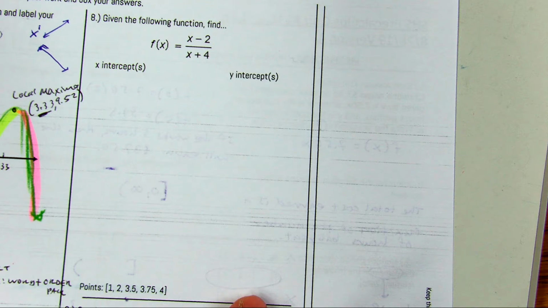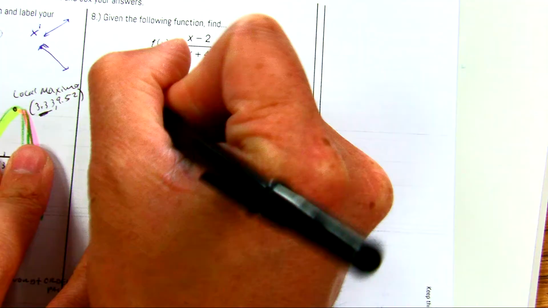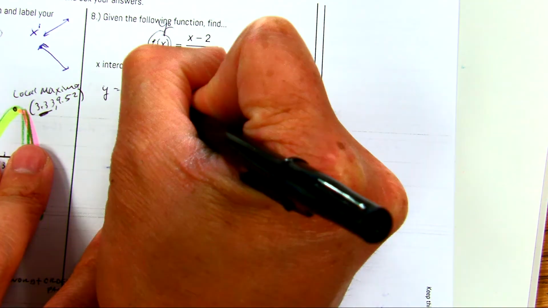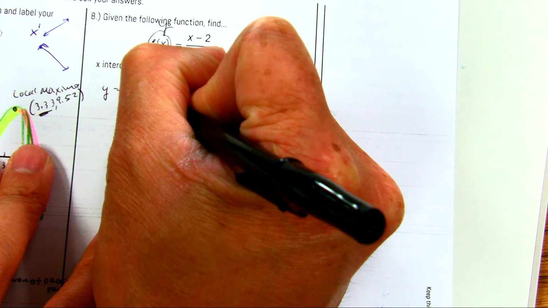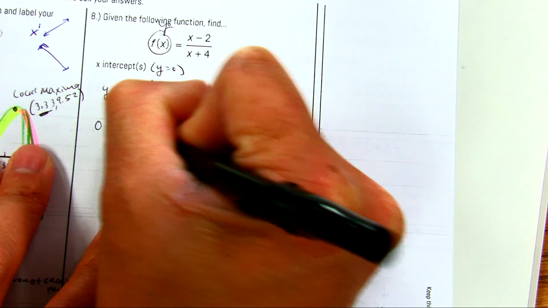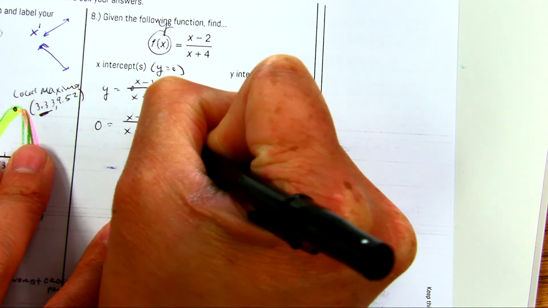Question number 8. Given the following function, find f of x equals x minus 2 over x plus 4. So to find an x-intercept, you're going to make y equal to 0. So there is your y. So you have y equals 0. X minus 2 over x plus 4. And that becomes 0, the y value. And then how do you solve that? You just put it over 1.